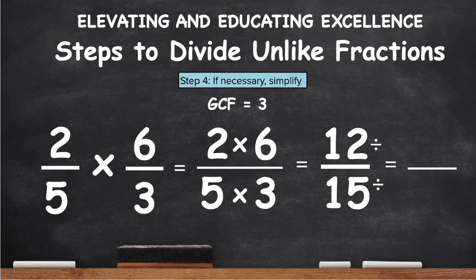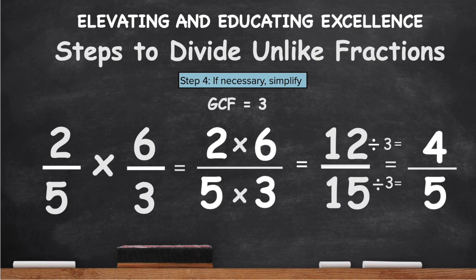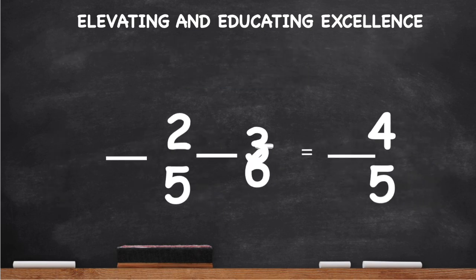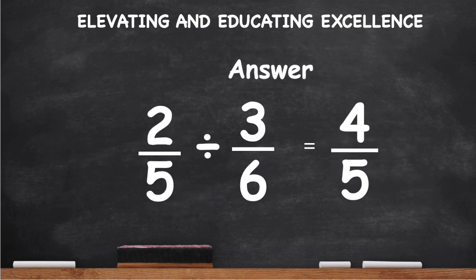So what we're going to do is divide both 12 and 15 by 3. So now we're going to do 12 divided by 3 equals 4, and 15 divided by 3 equals 5. So the answer is 4 over 5. Again, the answer is 4 over 5.